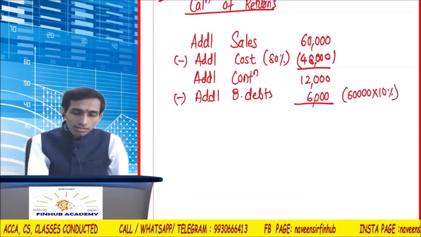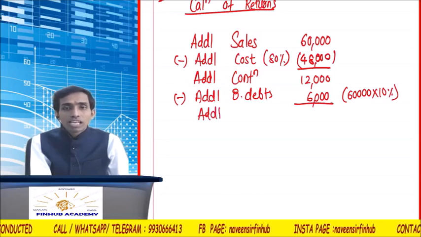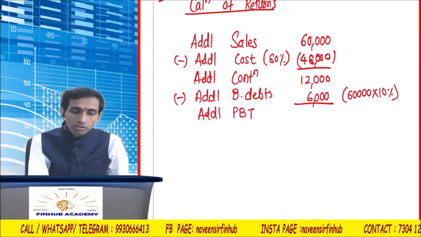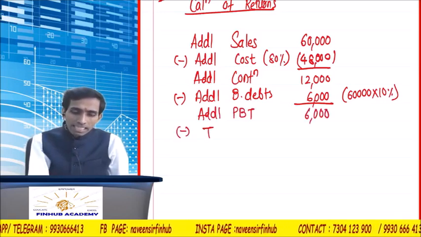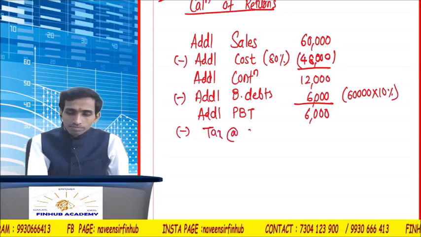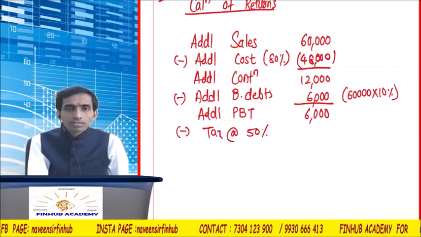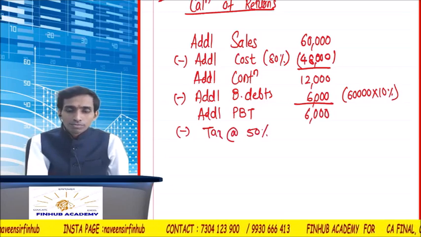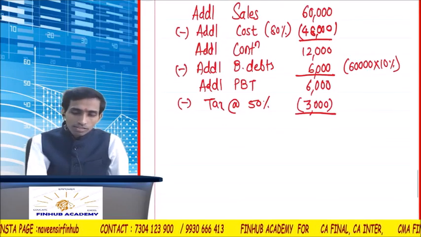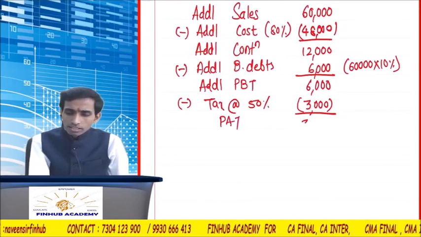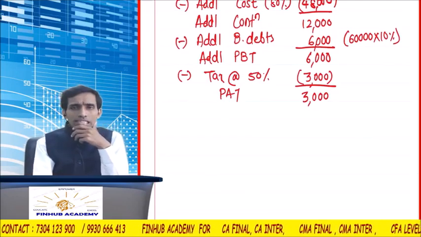I will not call this net contribution. I will call this additional PBT, profit before tax, because tax is given. So this is 6,000 PBT, minus tax at the rate of what? 50%. So tax amount is 3,000. So PAT is how much? 3,000. Please understand. Is it clear? Till here, no problem.